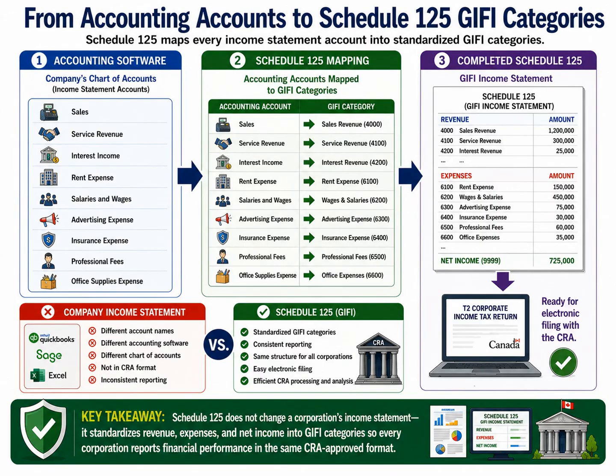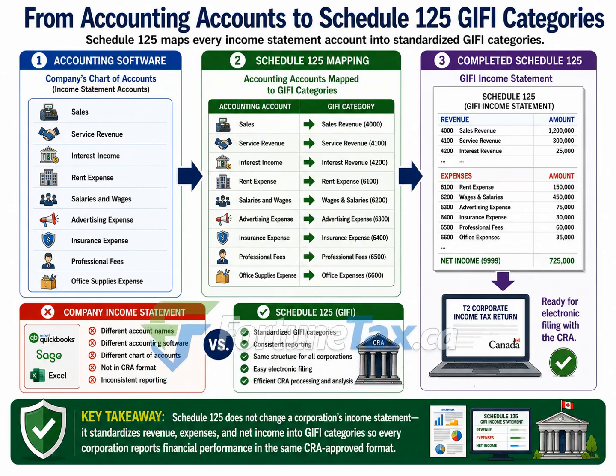Every corporation maintains its own income statement using the chart of accounts defined in its accounting system. The names of revenue and expense accounts may vary from one business to another depending on the accounting software, industry, or internal reporting preferences. Even though the account names may differ, they must all be translated into a standardized format before being reported to the Canada Revenue Agency.